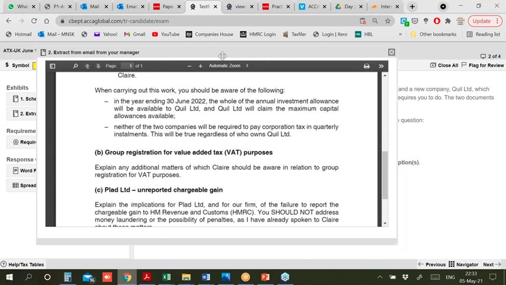But I have to tell some additional matters here. So I have to read the question first and see what points Claire already knows and what points I have to tell her. So let's read the question, guys.